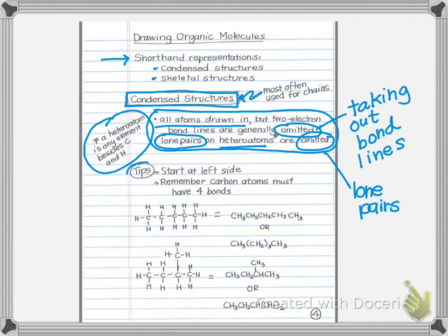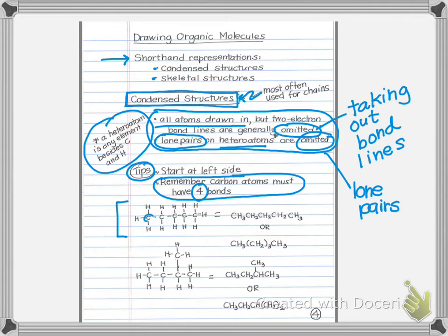Now for myself, I'll just start at the left-hand side of the molecule as I go through and condense it, just moving my way along. And what you always must keep in mind is that carbon atoms have to have the 4 bonds. So here, we have 2 examples. Let's look at this first example, and then we'll try one of our own.